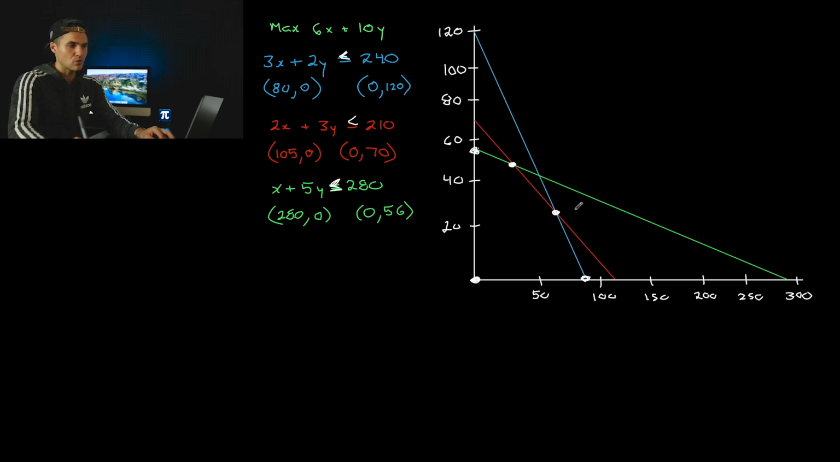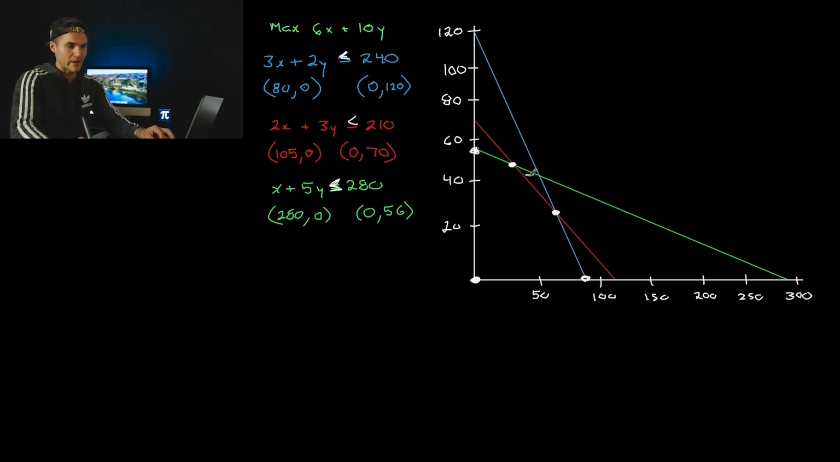Now, why can't we go like here, for example? Well, over here, notice that we're less than this line, the green line, which is fine, but we're exceeding the blue line and we're exceeding the red line. So that's not going to work, right? It's going to fail these constraints over here.